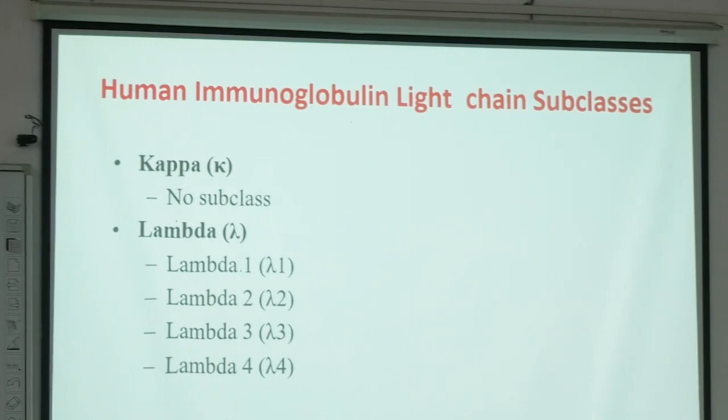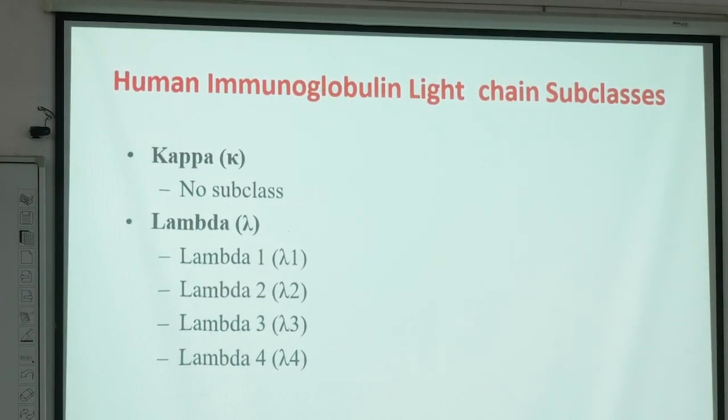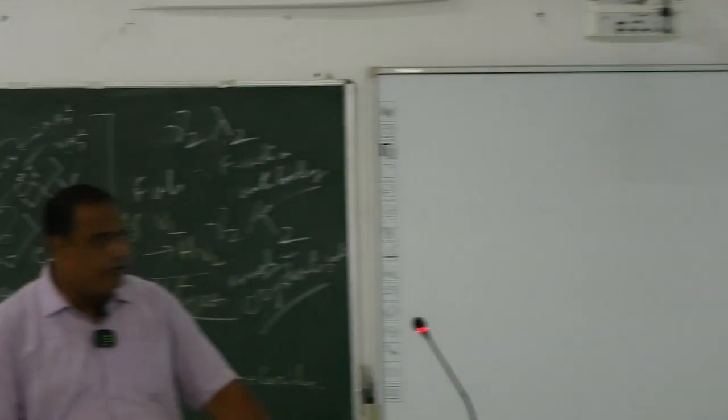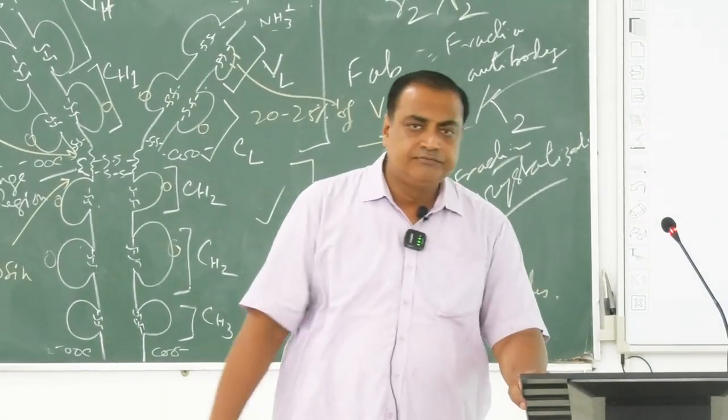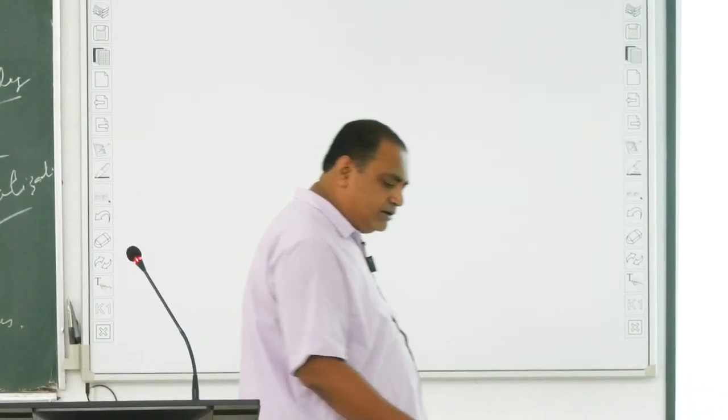Okay. Can kappa and lambda have subclasses? Kappa has no subclasses, whereas lambda can have 4 subclasses. These are responsible for different hypervariable regions.